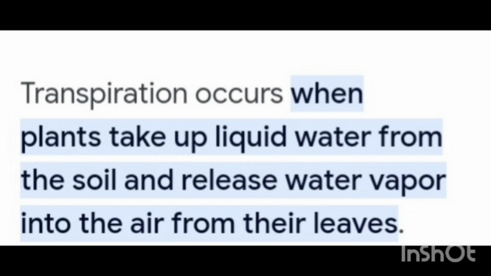Here we have to define that transpiration occurs when plants take up liquid water from the soil and release the water vapor in the air from their leaves. Then the release of water from the leaves is called transpiration. Transpiration occurs when the plant takes up liquid water from the soil. They absorb the water from the soil and release water vapor in the air from their leaves. And the loss of the water vapors in the air from the leaves is called transpiration.